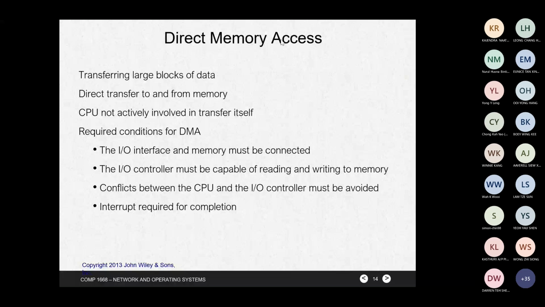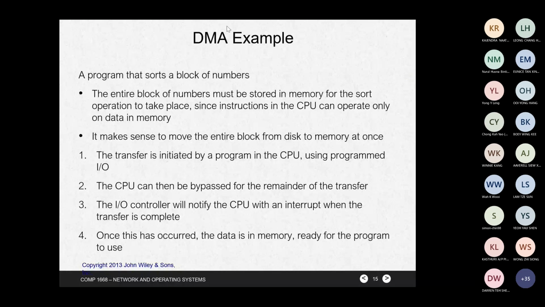Let's take a look at some examples. You have a program that sorts a block of numbers, and you save it onto the main memory. The function of the program is to sort a block of numbers. That is considered as one program. And for the program to work, it has to link or access the memory.